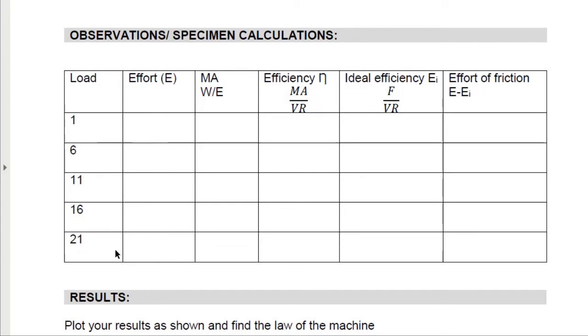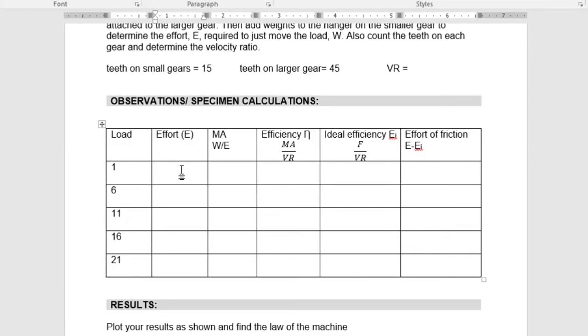I will give you all the observation values for the effort section. For load 1 Newton, my effort is 0.7. For 6 Newton, 2.4. For 11 Newton, 4.1. For 16 Newton, 5.9. And for 21 Newton, 7.7.